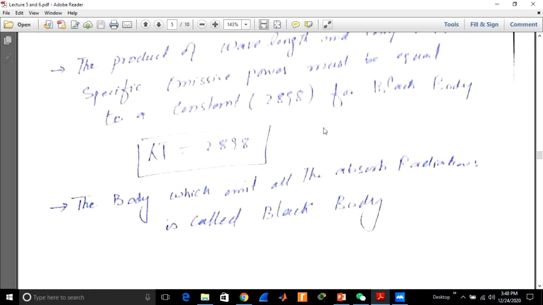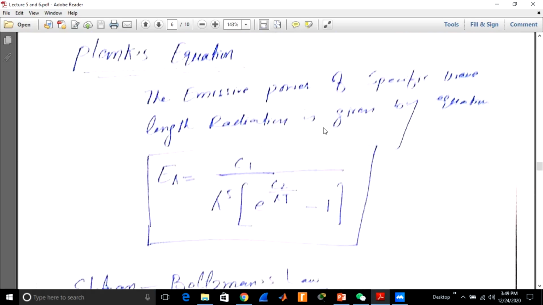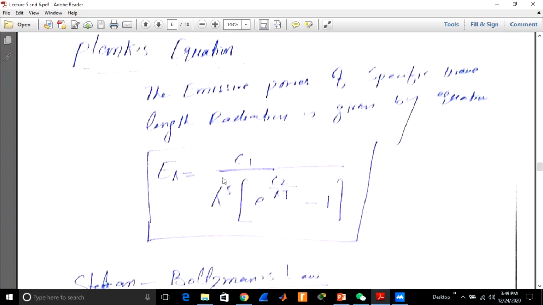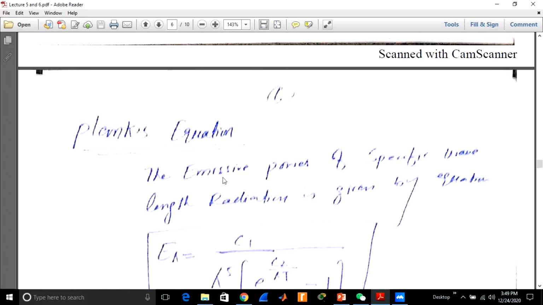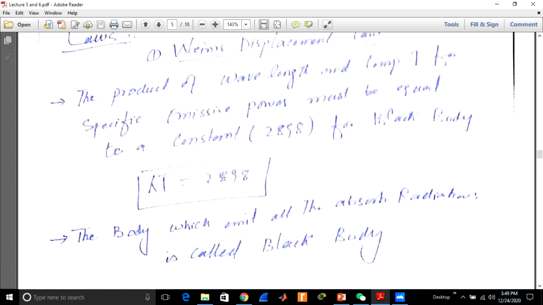Planck's equation is the second law. The second law shows what the emissive power emitted by the radiation will be. The emissive power of a specific wavelength radiation is given by the equation C1 lambda^-5 divided by e^(C2/lambda T) minus 1. This is called Planck's equation. What is the purpose of Planck's equation? It shows the emissive power. What is the use of Wien's displacement law? It shows us for a black body that the product of these will be constant.